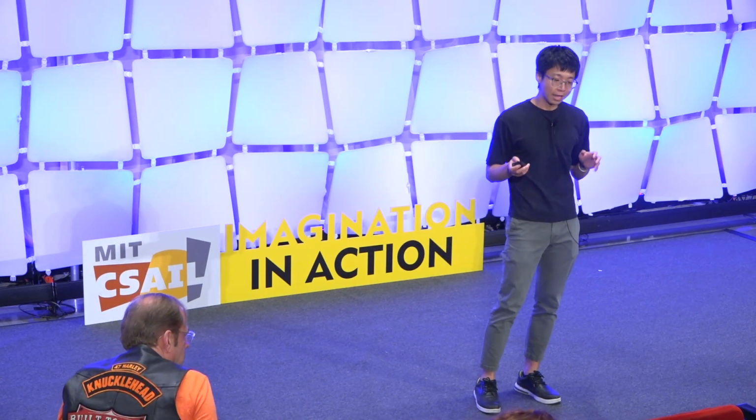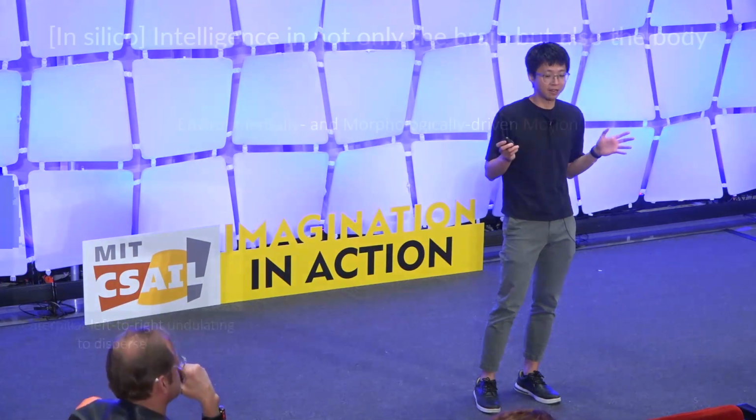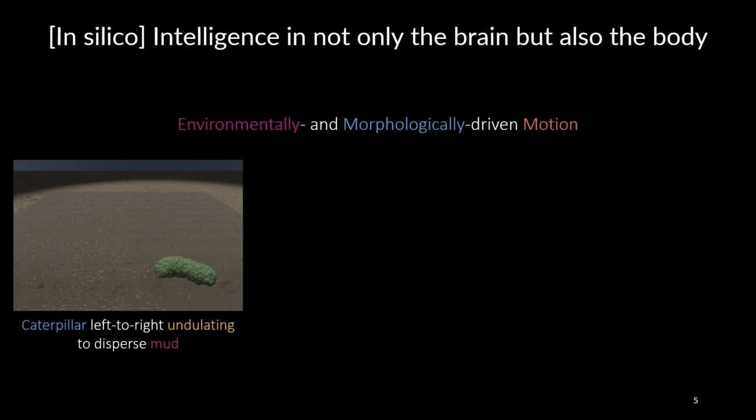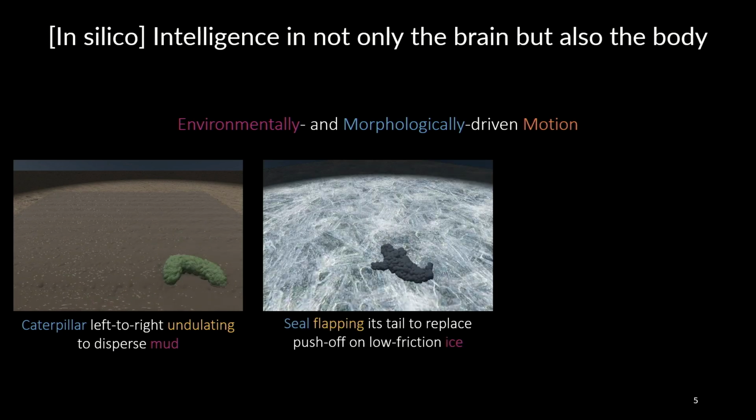For example, among all the different kinds of animals, caterpillars excel in muddy environments by undulating their bodies left and right to disperse the mud to move forward. Another example can be a very low-friction icy land, where it's hard to propel yourself using friction. So, for example, you can rotate yourself or flap your tail to create more of a normal force.